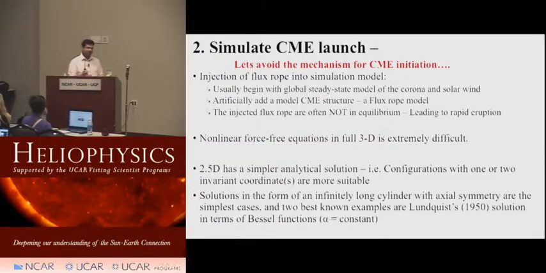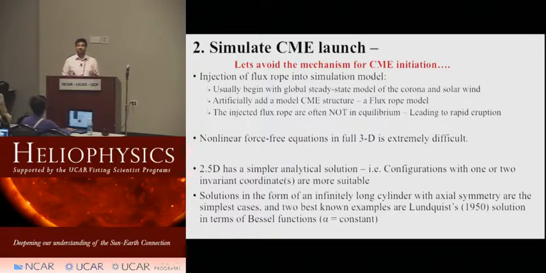The object of this is not to investigate the initiation characteristics, but to see how these CMEs evolve as they move into the heliosphere, and see if your results are similar to what we observe in the coronagraphs. However, solving much of this in 3D is extremely difficult, and there have been lots of studies of doing this. Quite often you'll see in the literature many people start with a much simpler solution, which is what they call a 2.5D analytical solution.